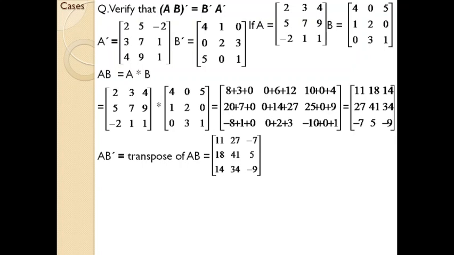Next you have to prove the right hand side. In the right hand side it is said B transpose and A transpose. B transpose A transpose means B transpose into A transpose. And we already found B transpose and A transpose. So B transpose into A transpose equals transpose B into transpose A.